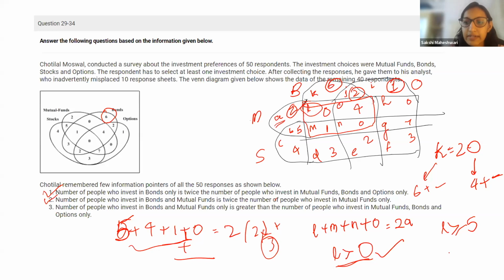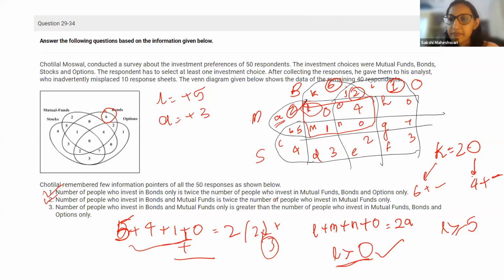So I have already added 5 in L and 3 in A. Among those 10 respondents, I've got data for 8 respondents already through this. Now, when we thought about this condition, just come back to this.